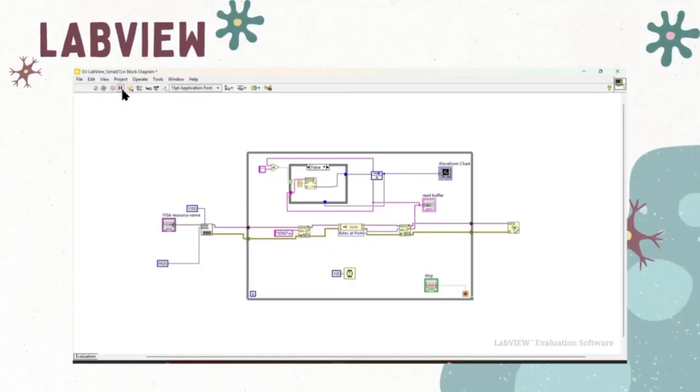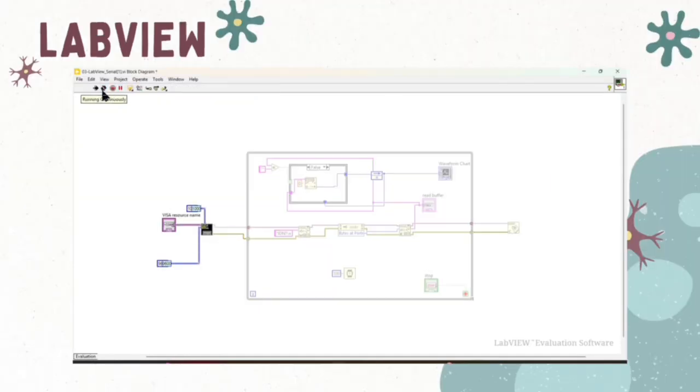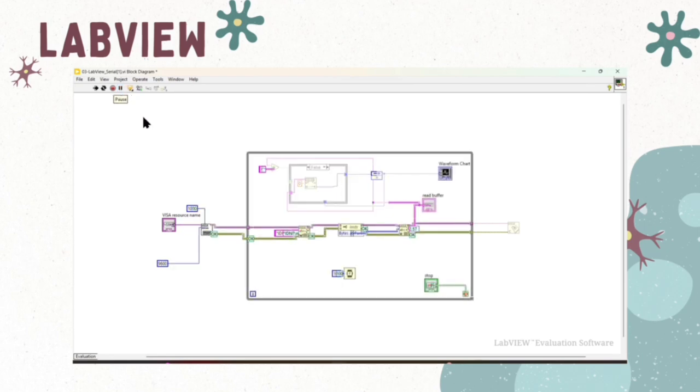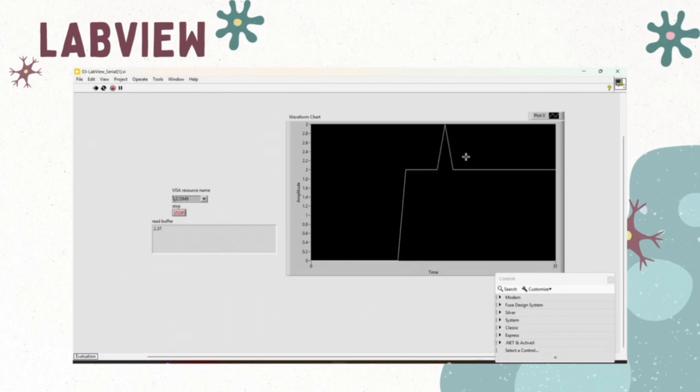For data acquisition and analysis, we utilize LabVIEW software. The block diagram of our LabVIEW illustrates how we interface with the Arduino to continuously read data, process it, and display it, likely on a waveform chart. This integration helps in real-time monitoring and data collection during the experiment.